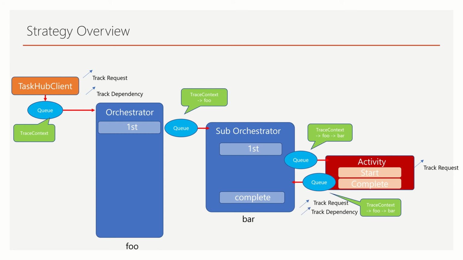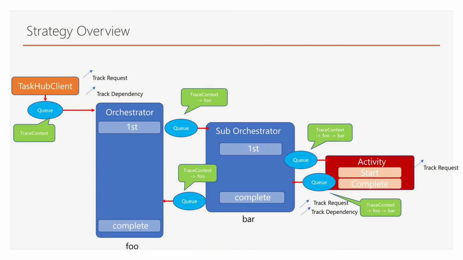Once the sub orchestrator completes, the request and dependency telemetry is sent to Application Insights. Then it's sent back to the queue for the orchestrator. At that time, the trace context, the last one, which is the sub orchestrator's context (bar), is dequeued from the queue. Now the trace context only has foo, which means the first orchestrator.